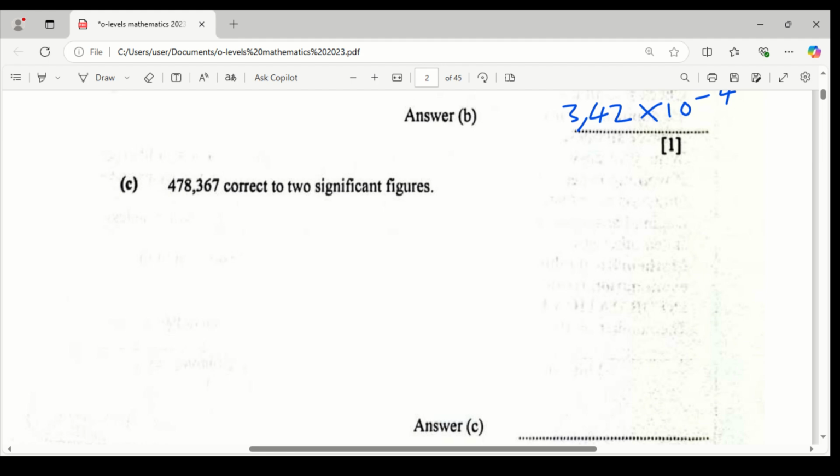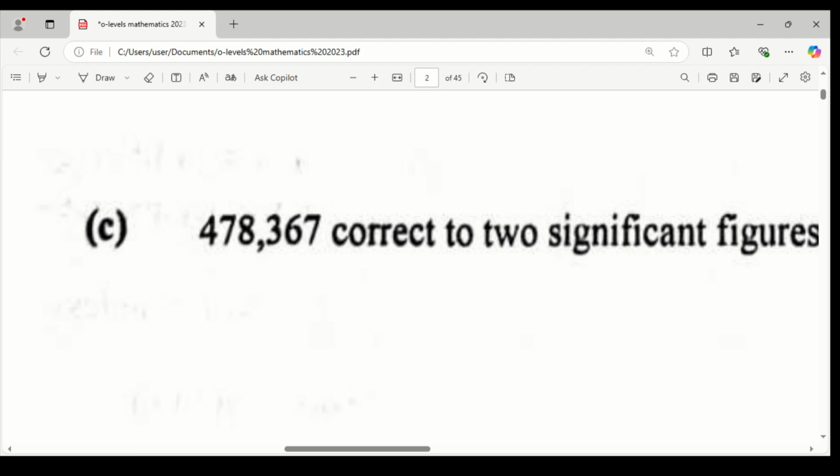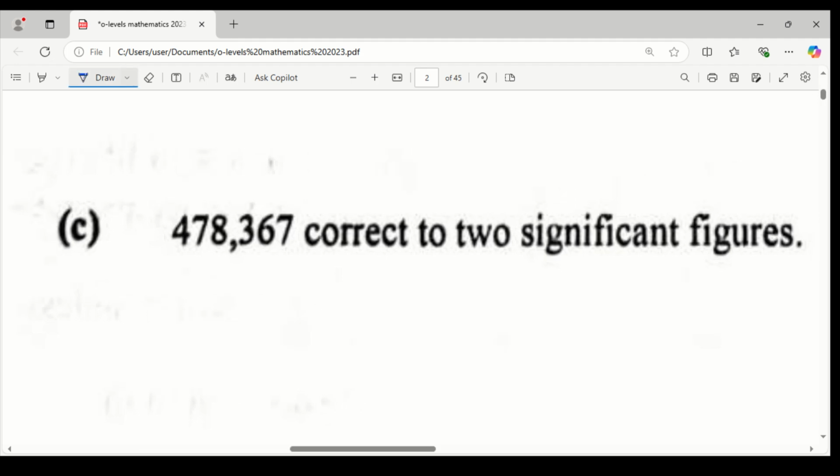478,365 correct to 2 significant figures. So about significant figures is like you'll be rounding. So the first thing is to identify the significant figures. So that 4 represents the first significant figure, and the 7 represents the second, and the 8 represents the third, and the 3 represents the fourth significant figure, the 6 the fifth, and then the 7 the sixth significant figure. So if you are saying correct to 2 significant figures, that means there's 1, 2. So we are going to look on the third significant figure, which is 8.